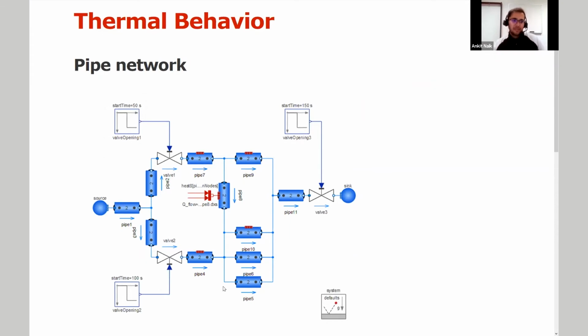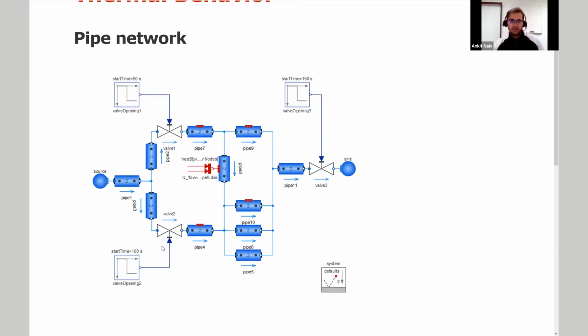So here I have created a simple example of a pipe network which has 11 pipe segments, and it has 3 different valves. And as you can see, I'm supplying heat to pipe 8 here. The interesting thing, or the results which we would like to see, is how would the temperature of the fluid inside this pipe 8 change, and how would this temperature affect my temperature at the outlet?